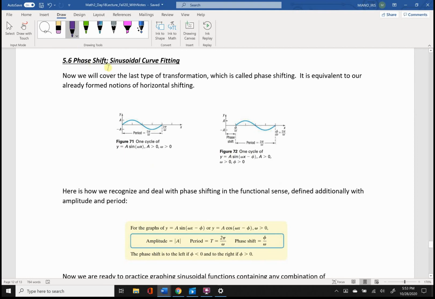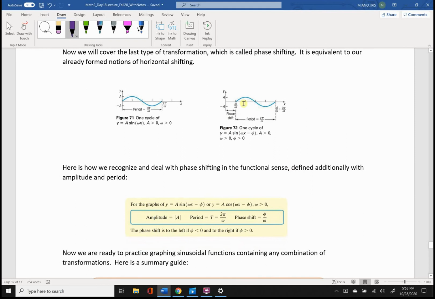So phase shifting is basically just horizontal shifting, and it has a bit of algebraic flair to it. By which I mean, if you're going to shift over your sinusoidal function a distance of phi over omega, we're getting real Greek with it, then the amount of value that you subtract from your omega x inside of your sine or cosine function is going to be phi, okay? So you subtract off phi, but that's a shift horizontally of phi over omega.